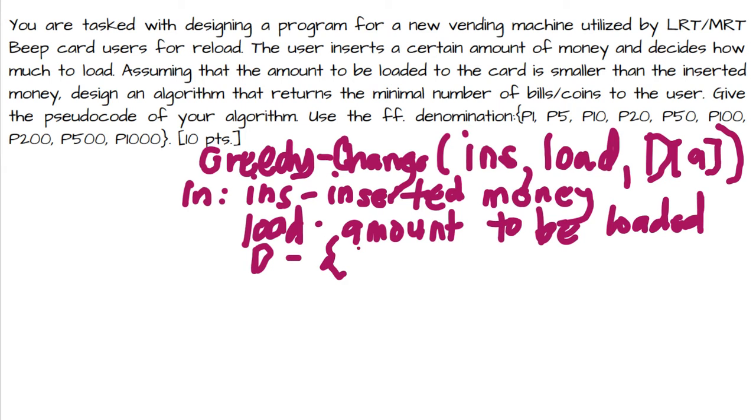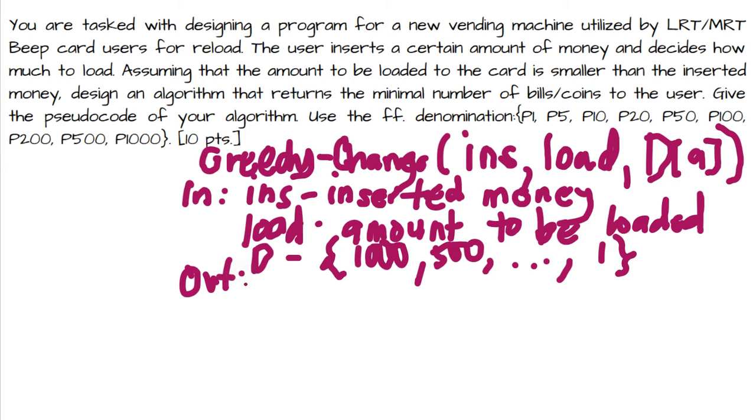Say this is 1,500 and so on up until 1 peso. So for the output, same output, we are looking for Y, and that Y is the minimal amount of money or minimal amount of bills / coin.